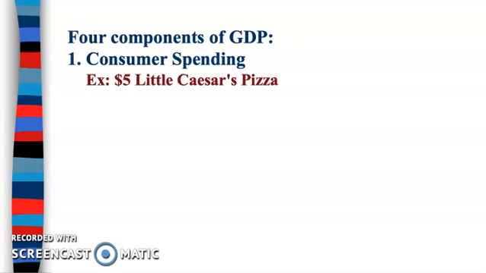So for instance, we spend $5 on a Little Caesars pizza, we buy something off of Amazon, anything like that. That's all just consumer spending. It's our daily spending that we create on a daily, weekly, monthly, and even yearly basis.